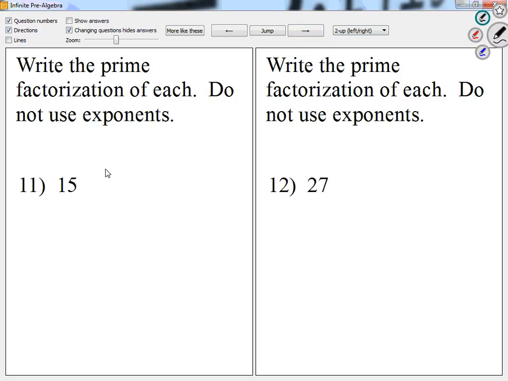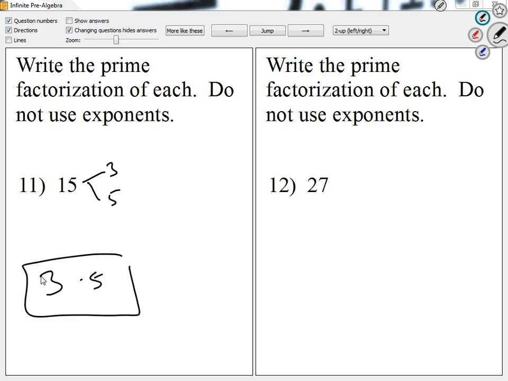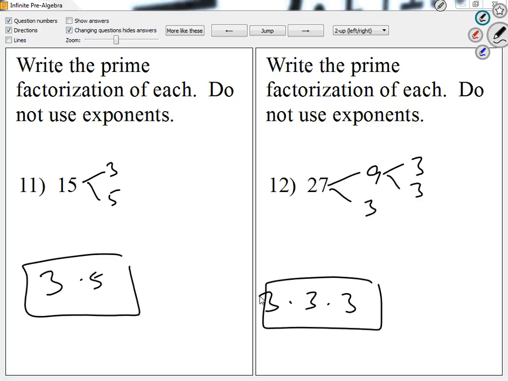Write the prime factorization of each. Do not use exponents. I know 15, I can break it as 3 times 5. And neither 3 nor 5 can be broken more, so I'm just going to call that 3 times 5. My 27, I know that breaks down as 9 times 3. My 9 can be broken down more, that's 3 times 3. So I'll finish with 3 times 3 times 3. So that's prime factorization.